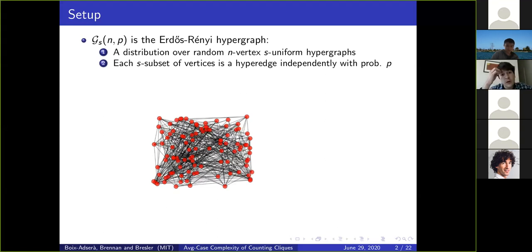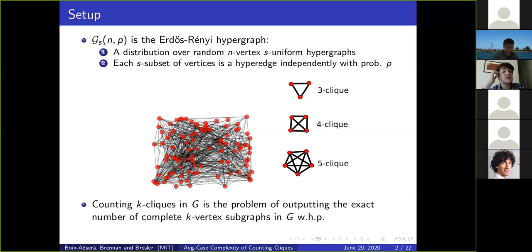So the setup of the problem is the following. You're given an Erdos-Renyi hypergraph, like a random hypergraph, where each subset S of the vertices is a hyperedge in this hypergraph with independent probability P. It's the simplest model for random hypergraphs. And you're asked to count the number of K-cliques in this hypergraph, where K is a small constant.